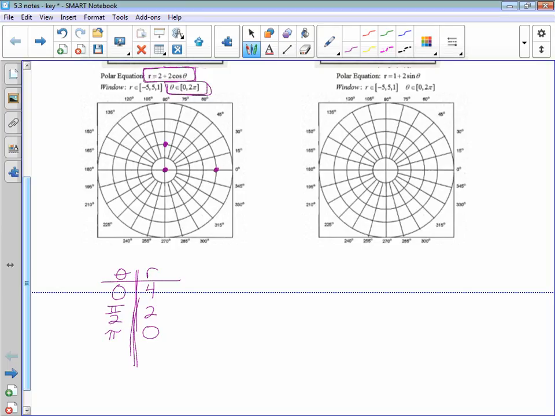All right, 3 pi over 2. So you go to 2, go all the way around, you're down there at the bottom. What do you expect to get when we plug in 2 pi? Yeah, you should get what you started with, right? 4 again.